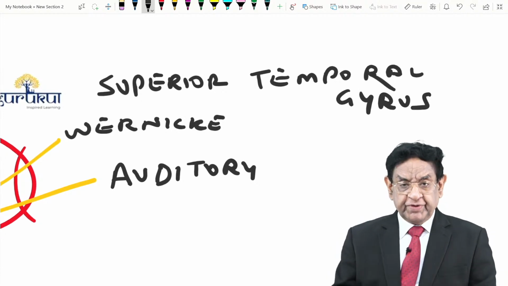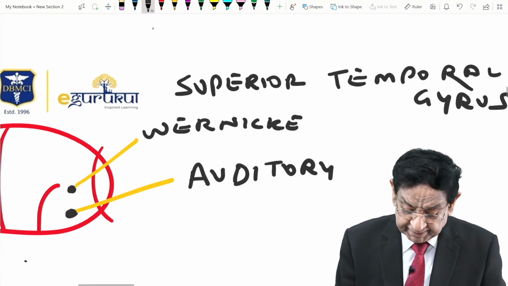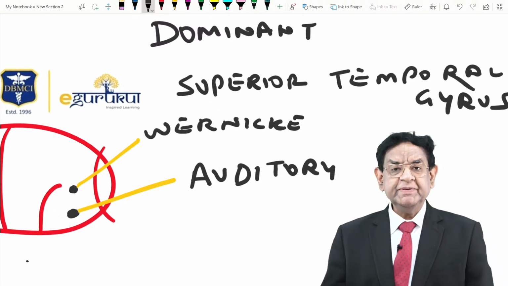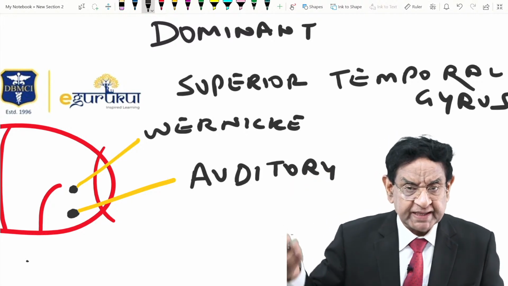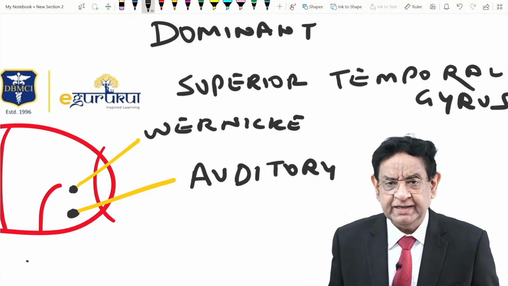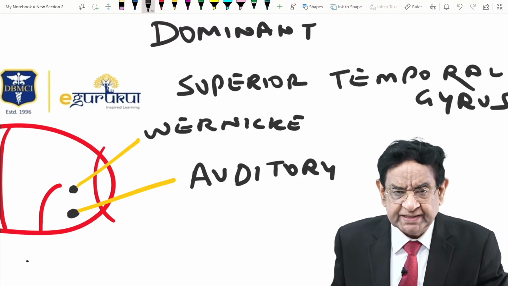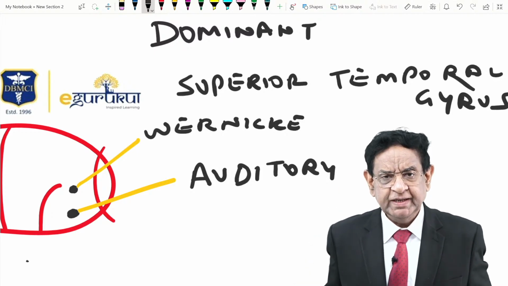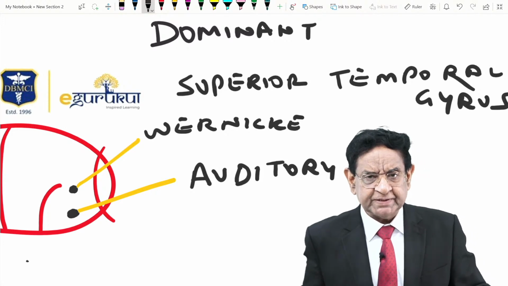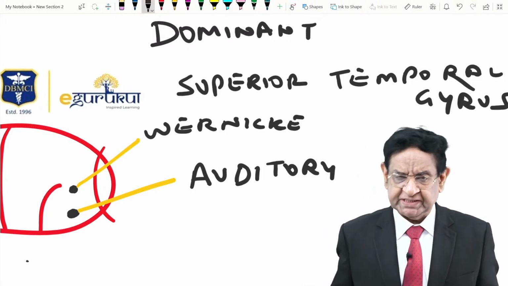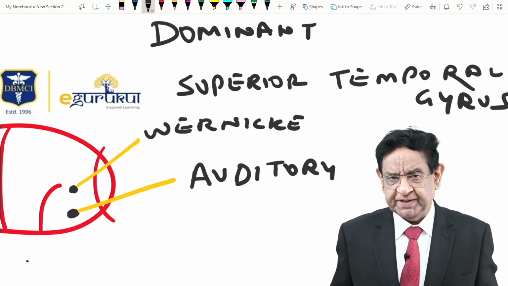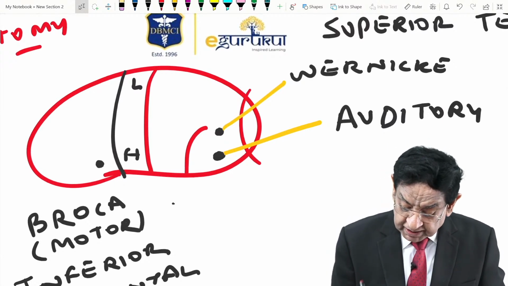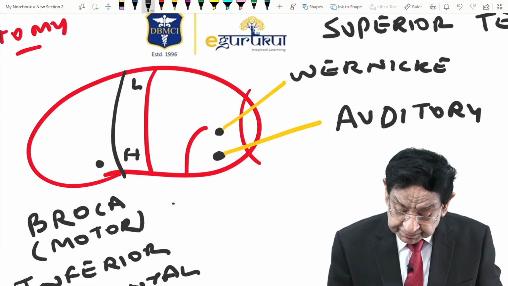And we also know very well these are located in the dominant hemisphere. Dominant hemisphere, if you are right-handed like I am right-handed, most of you are right-handed, then in our case the left side is dominant. In left-handed people, it is more of a right-sided dominance. Of course exceptions are there, but by and large the general consensus is that the left hemisphere is more dominant.